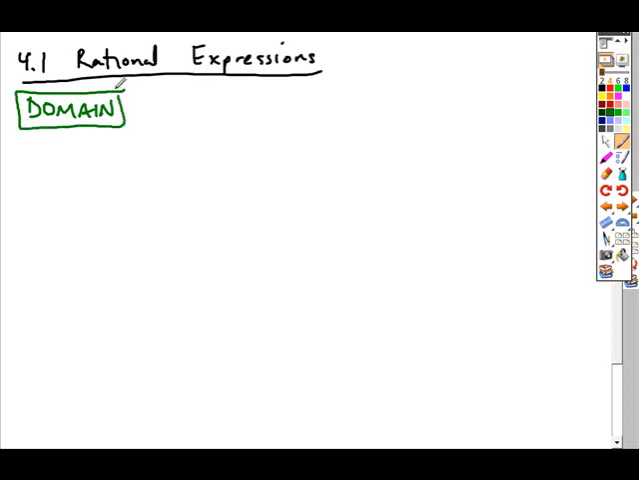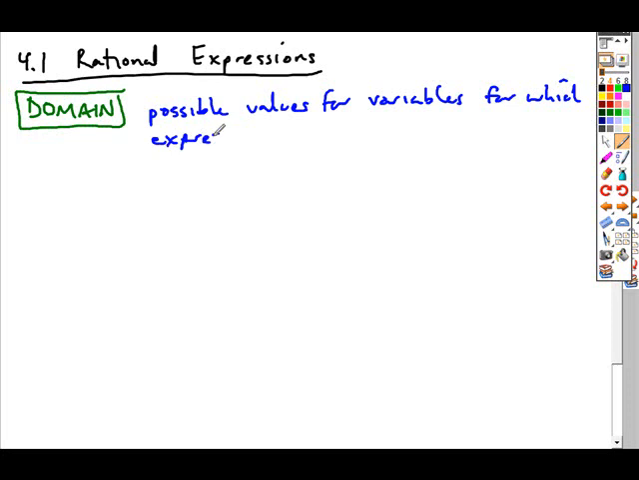Okay, when you are looking at the domain of an expression, what you're looking at is the possible values or the variables for which an expression is defined. And you guys probably know this more along the line of it's the x values. It's the numbers that you can substitute in or plug in for x. It's just all the possible values for whatever your variables are for which a given expression is defined.